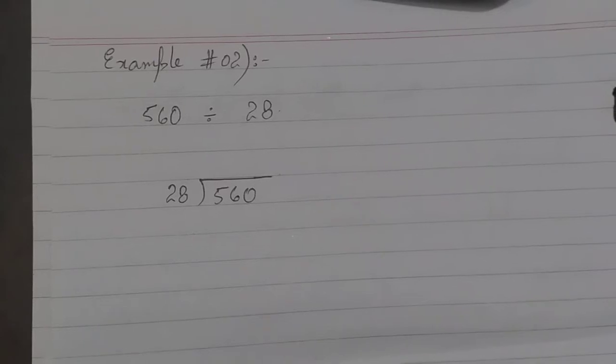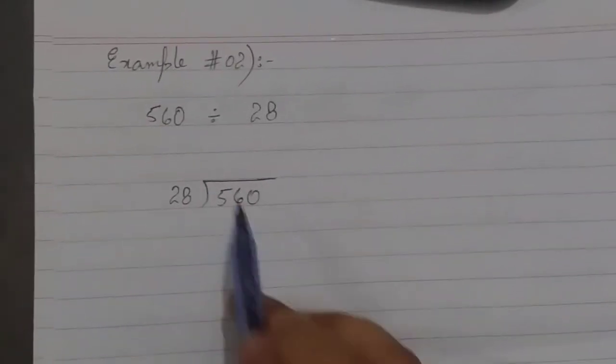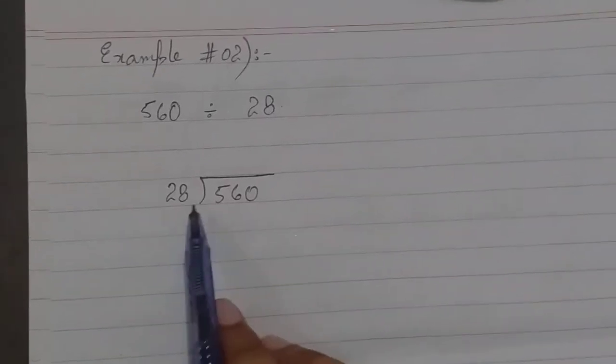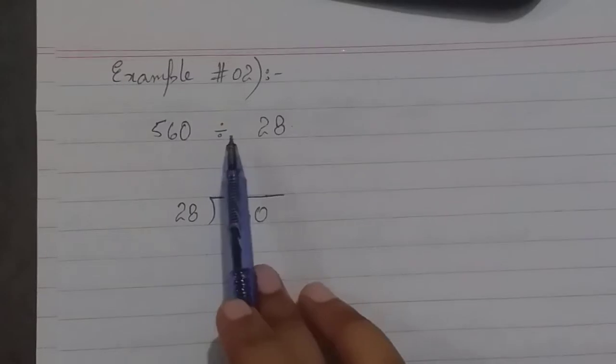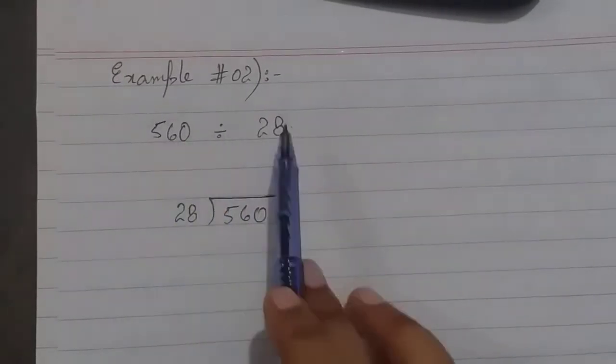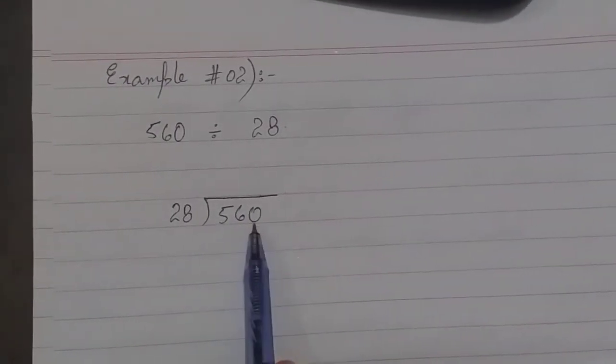Student, this is our example number 2. In this example also we will put the 0 in the quotient, but how, you will see when I solve this example. Okay, so let's start the solution. In this example you are given 560 divided by 28. This is dividend, this is divisor. I have put both of them in the division symbol. As you know, dividend is placed inside the symbol and divisor is placed outside the symbol.